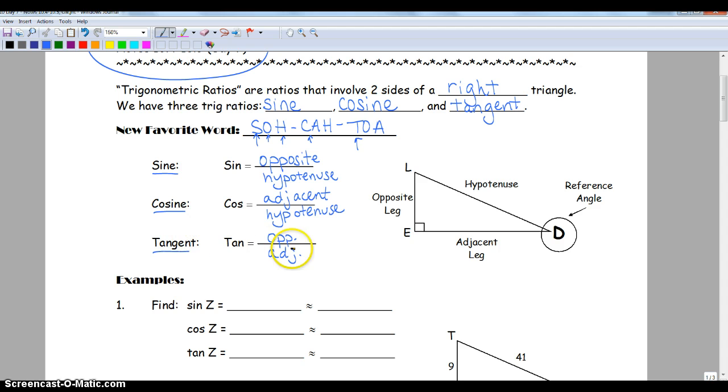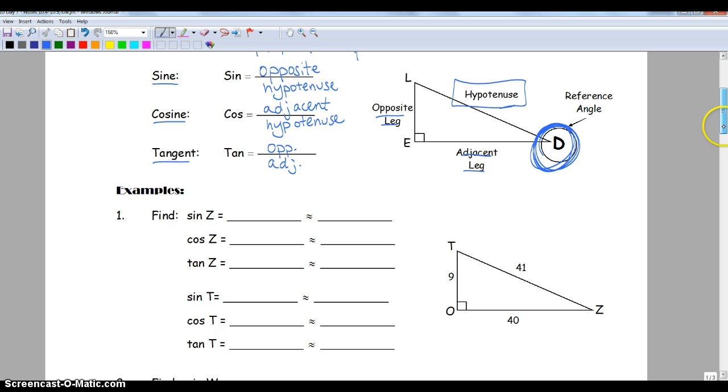Alright, here's what's going to happen. You're going to be looking at a specific angle. You'll be asked to find like sine of Z or sine of T, depending on the letter. That is your reference angle. The side across from the right angle, that's always your hypotenuse, and we've known that for a while. Now, the side across from the angle that you're looking at is the opposite. And then the side next to the angle, but not the hypotenuse, is the adjacent. Alright, and I'll show you what I mean in the example below.